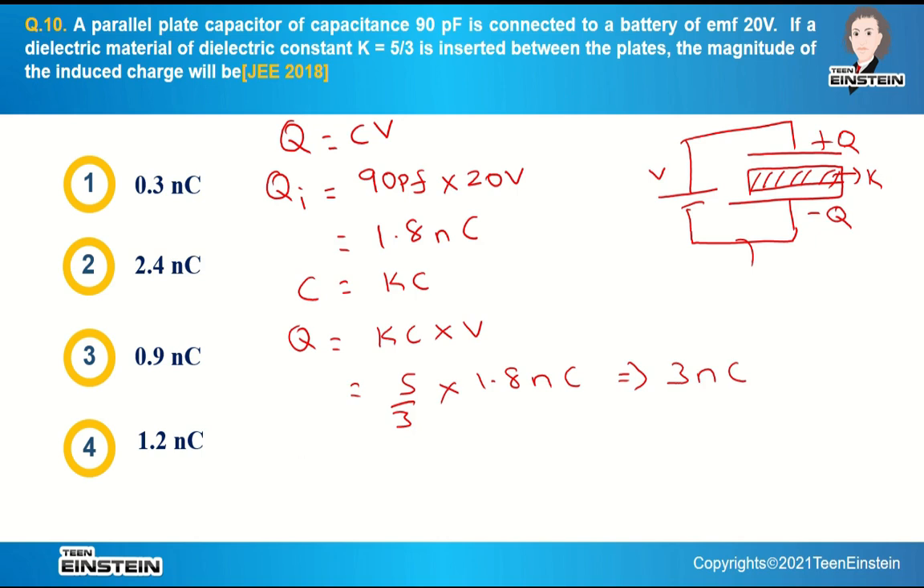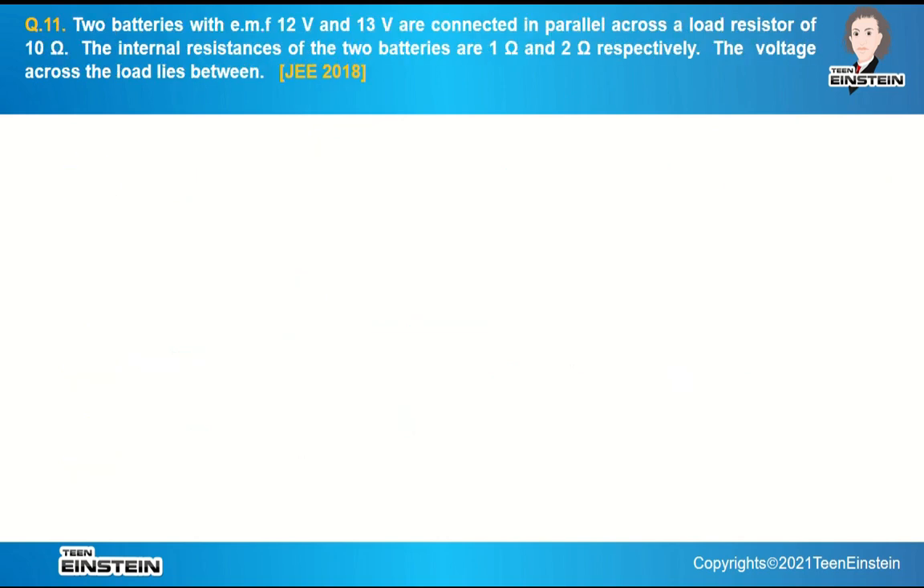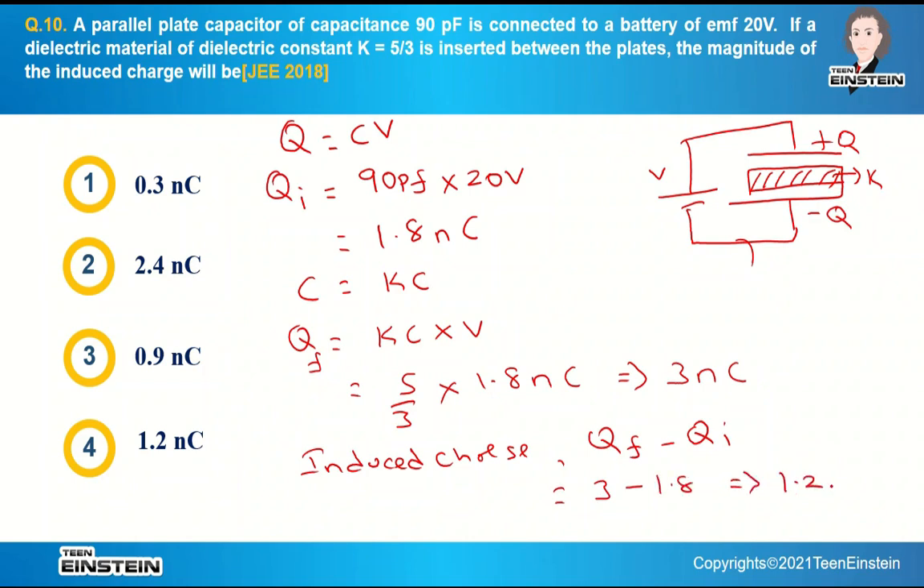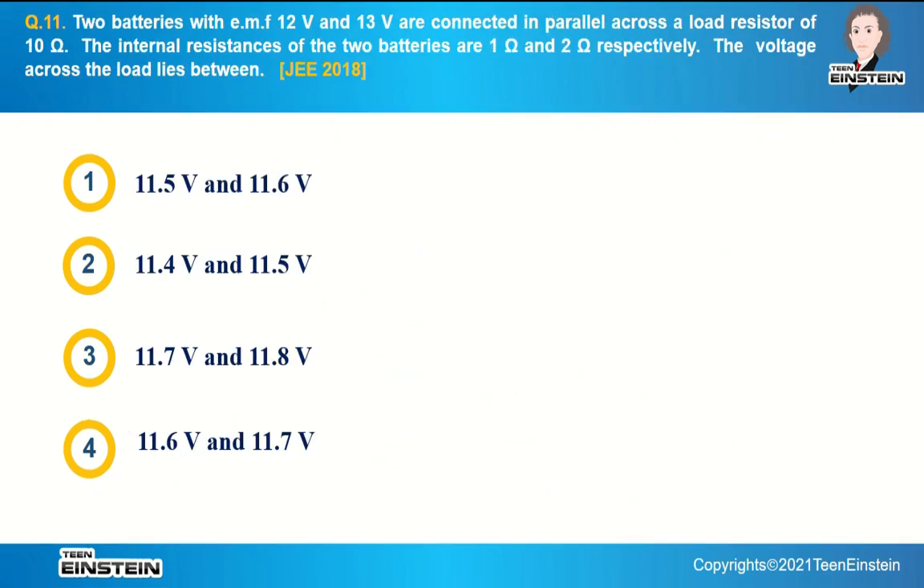So this is QF, the final charge. After inserting the dielectric, the induced charge will be QF minus QI. This will become 3 minus 1.8, which is equivalent to 1.2 nanocoulombs. So the correct answer is option 4. On inserting the dielectric material, the magnitude of the induced charge will be 1.2 nanocoulombs. Okay, we'll move on with the next question.